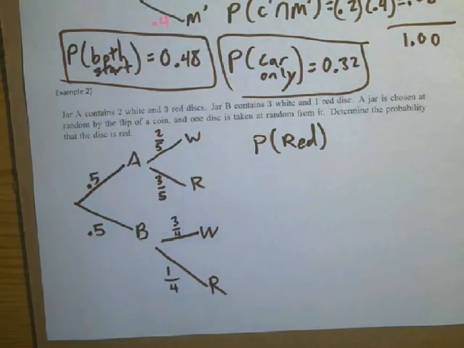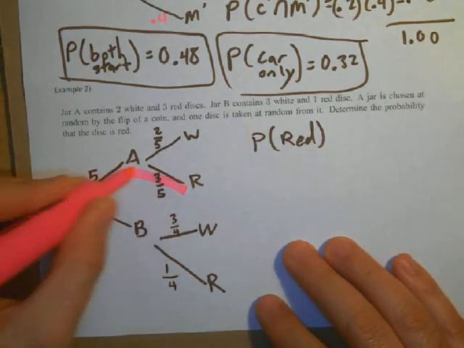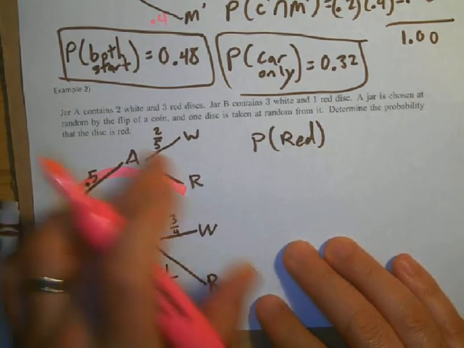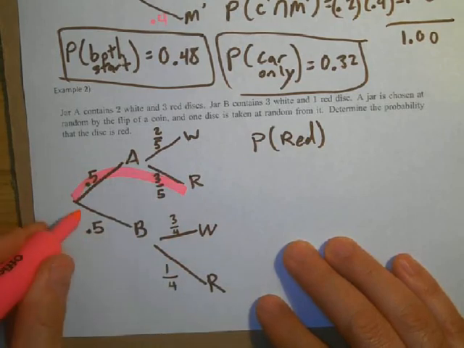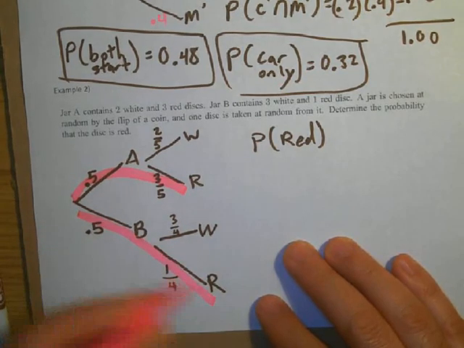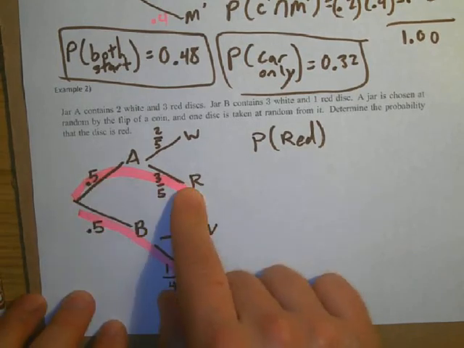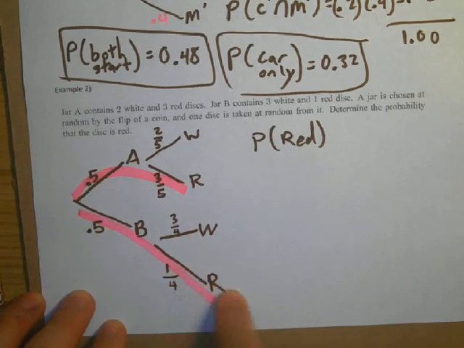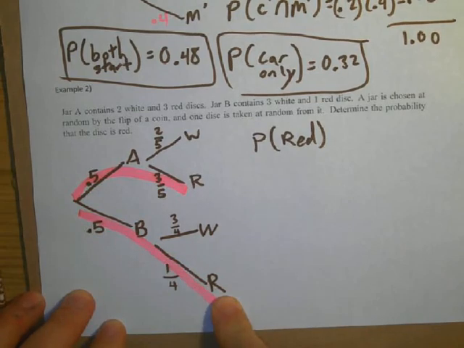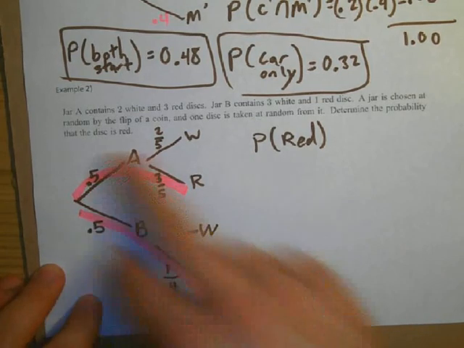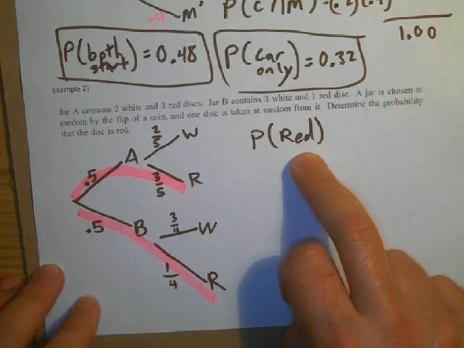Okay, now there are two possible ways to get a red disc. I could get jar A and a red disc, or I could do jar B and a red disc. So I need to figure out this probability, which is jar A and a red disc, and this probability, which is jar B and a red disc, and add those together, and that's the probability of getting red.